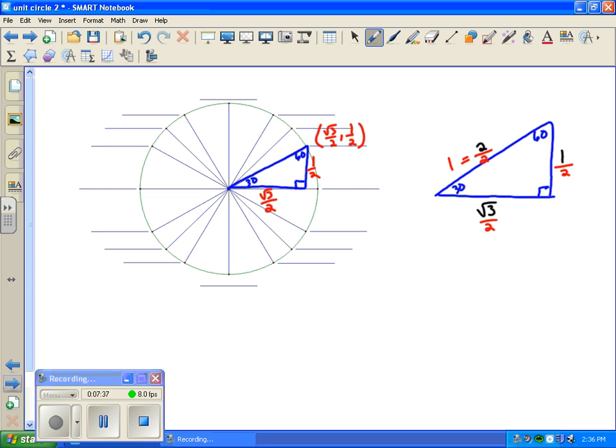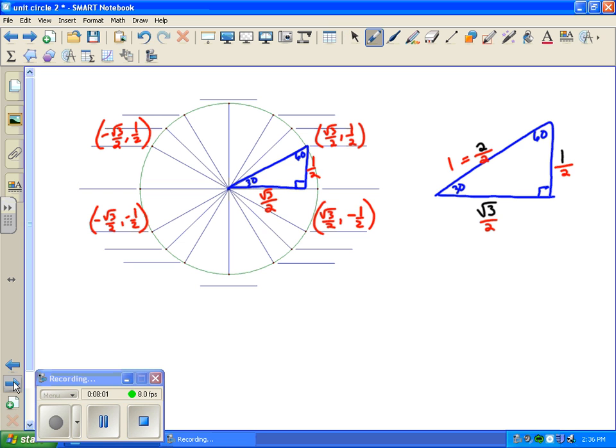Okay, so from there, if we go straight across to 5 pi over 6, we've got negative square root of 3 over 2, 1/2. In quadrant 3 at 7 pi over 6, we get negative square root of 3 over 2, negative 1/2. And then in quadrant 4, we get positive square root of 3 over 2, negative 1/2. Okay, now we're almost done.